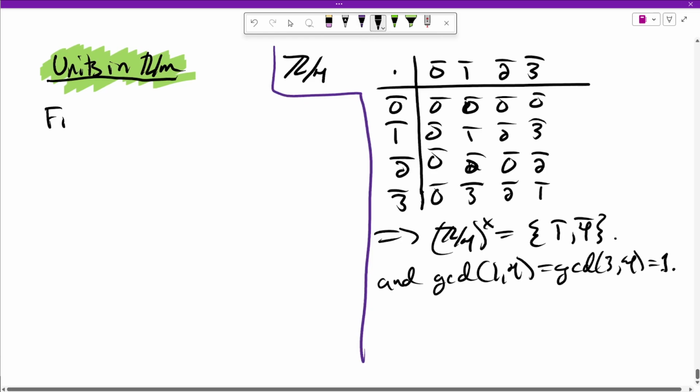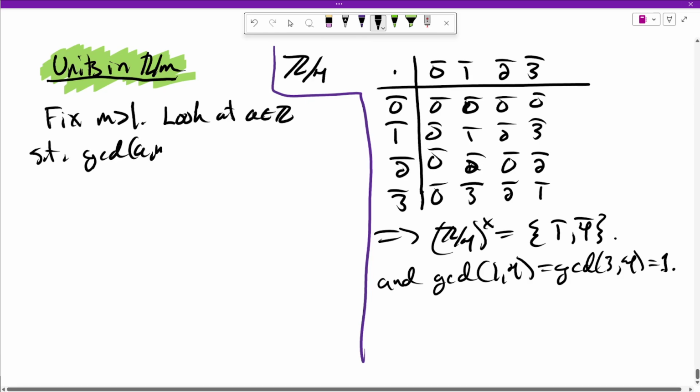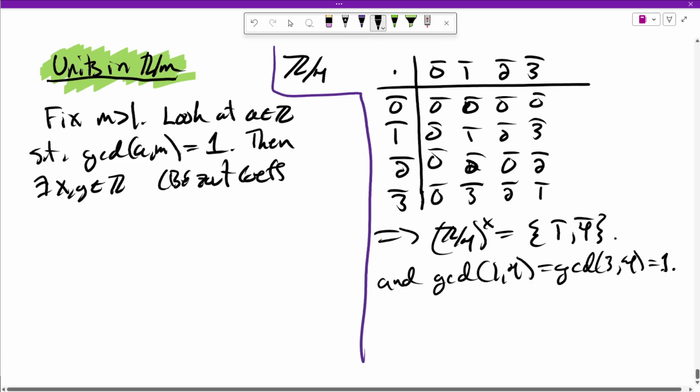So we're going to fix some m bigger than 1. And we're going to look at the a's in Z such that the GCD of a and m is 1. That is, the guys that are relatively prime. Then there exist x and y in Z, these are Bezout coefficients, such that ax plus my is 1.